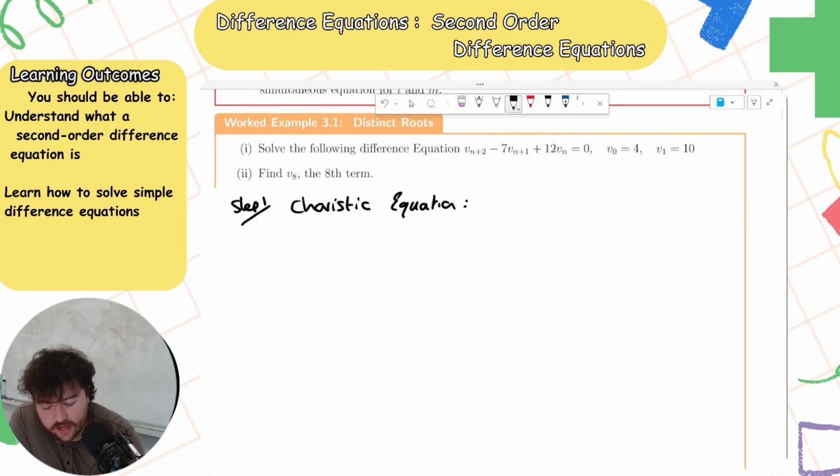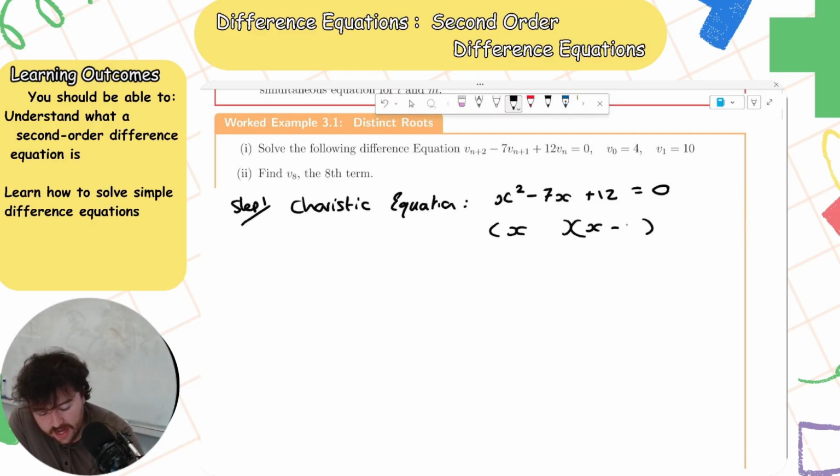And my characteristic equation here is going to be x squared minus 7x plus 12. So Vn is my lowest term value, so that becomes 1, this one becomes x, this one becomes x squared, equals 0. Solve this. Two numbers that multiply to get 12 but add to get minus 7 are minus 3 and minus 4. Therefore, my two roots are x equals 4 and x equals 3. There are my two roots.